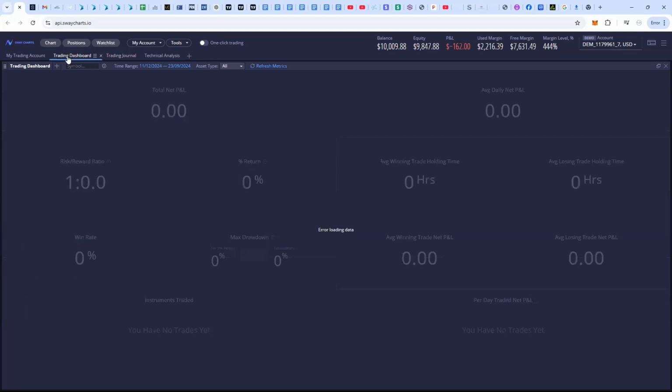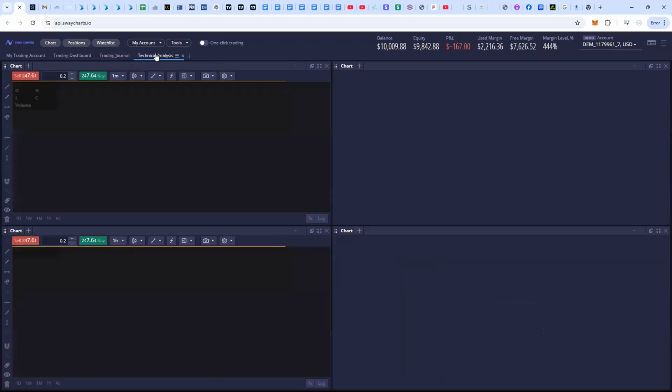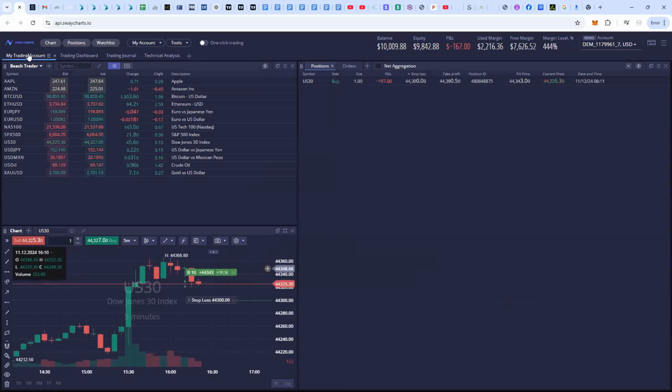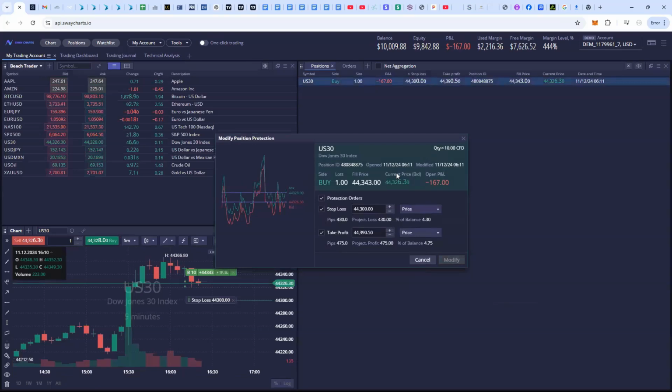This is our trading dashboard. It shows us what's going on real easy. This is our technical analysis on the different charts that we could have, real simple. Here goes my trading account. So we're still in US 30. Remember, we did a big trade because we're doing one lot size, so it's moving really fast. It's at negative 157, but it could turn and win at $475. Or if it loses $430, it will close out.